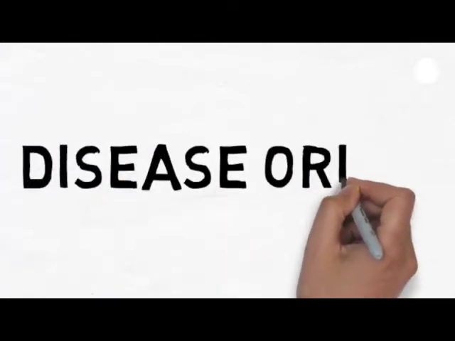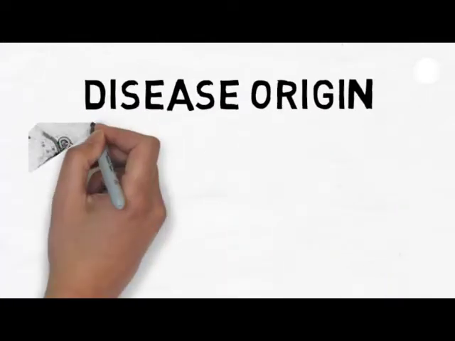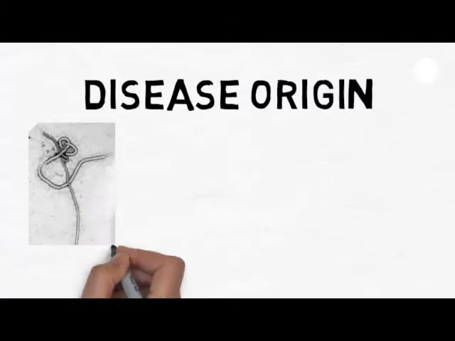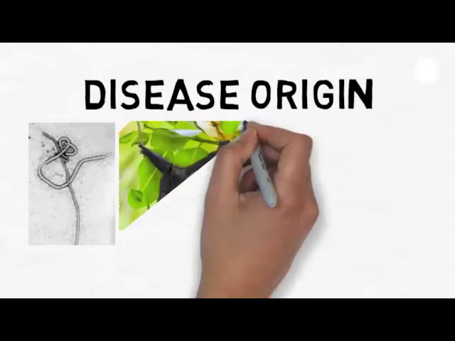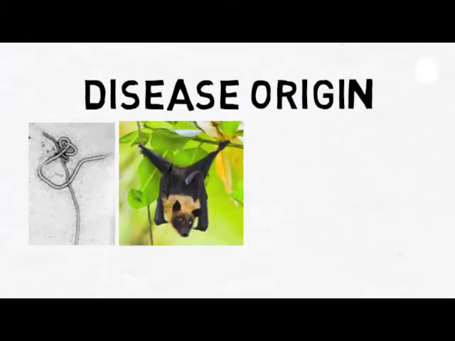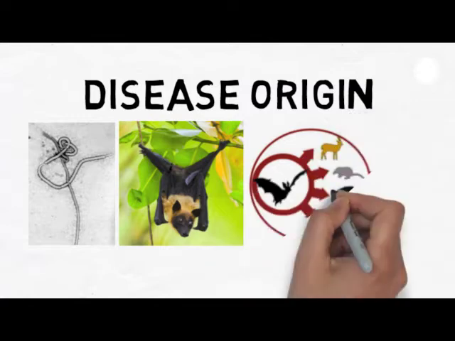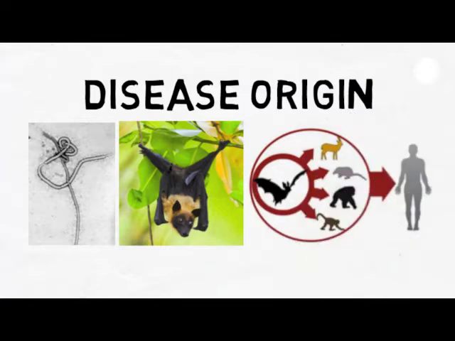The disease is caused by the Ebola virus. In 1976, 2 distinct Ebola viruses first broke out simultaneously in Sudan and what is now known as the Democratic Republic of the Congo. Its natural host is still unknown, but it's most likely to be the fruit bat. The virus was thought to enter the human population through contact with infected animals and bushmeat.